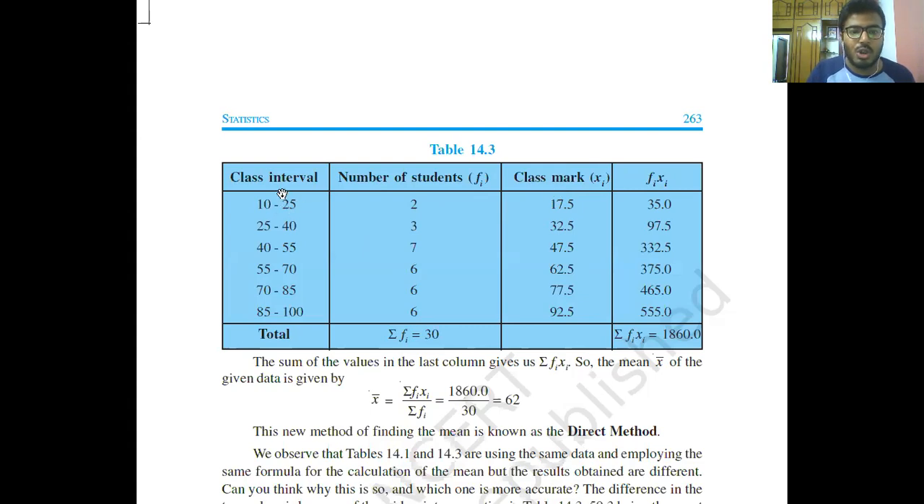Class mark is what, upper limit plus lower limit divided by 2, that is 25 plus 10 divided by 2, how much will it be, 17.5. In the same way, the next, 40 plus 25 divided by 2, how much is it, 32.5.